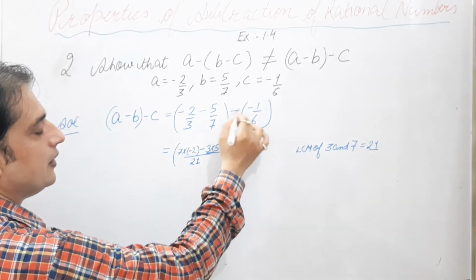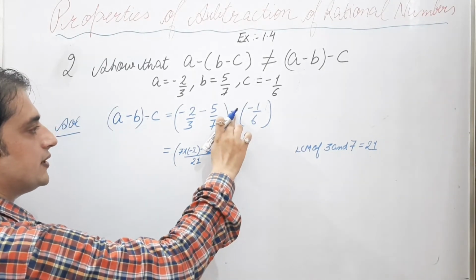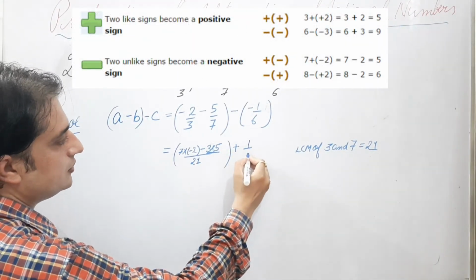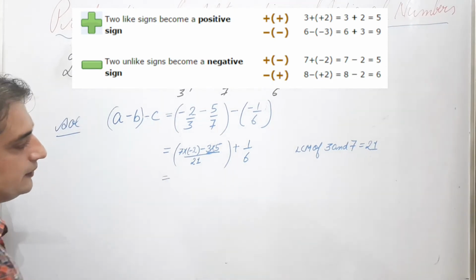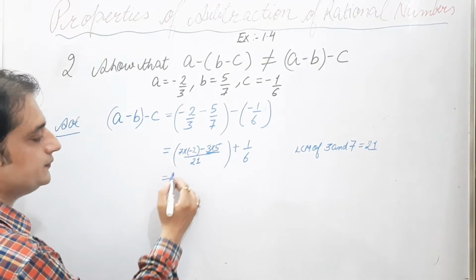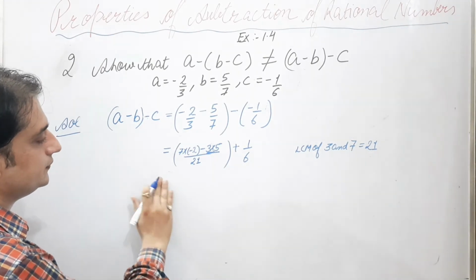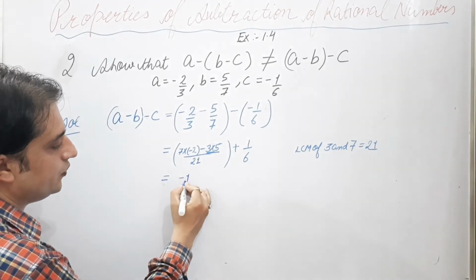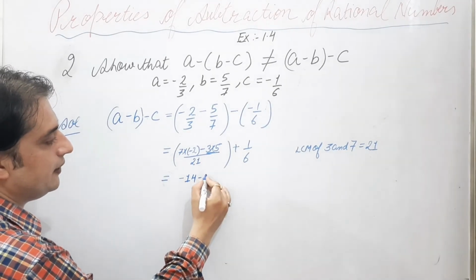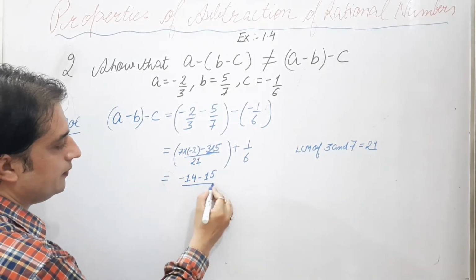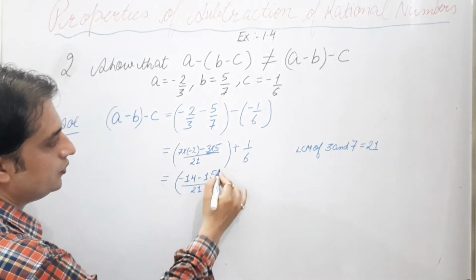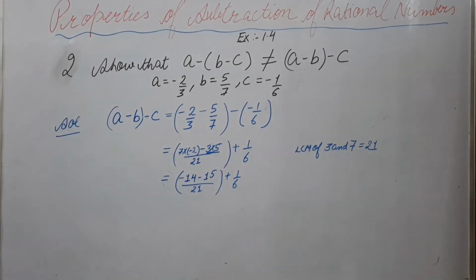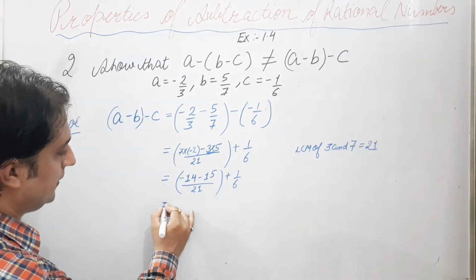Now here, what about this? The negative sign outside the bracket and inside the bracket. So minus minus plus. So this operation is plus. Further simplify it. Solve it first. What is this? The product of two numbers, 7 multiplied by 2, minus 14, 3 multiplied by 5, 15 upon 21 plus 1 upon 6, right. Further simplify it.